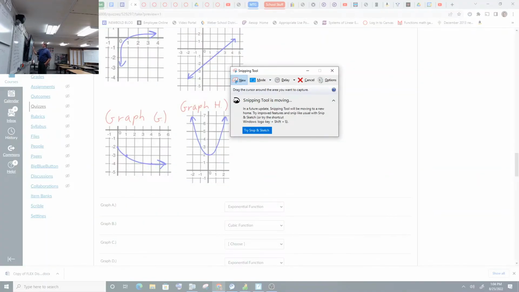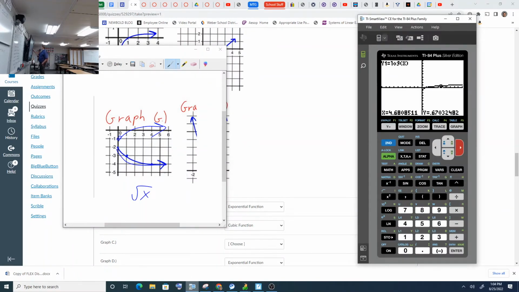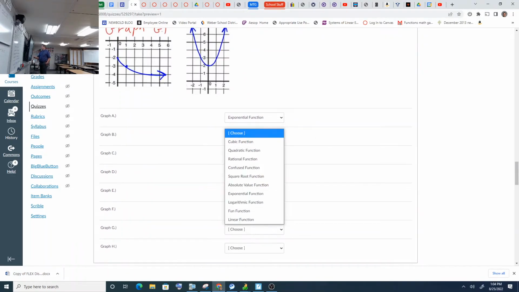that graph G is actually upside down. It should be like this, like a rocket. But it's the same one. I'll give you a hint. It is upside down, but that is actually the square root. So if we show you on our calculator there, we put in a negative square root, then you'll see that upside down root. So that was graph G, and that was just the square root function.